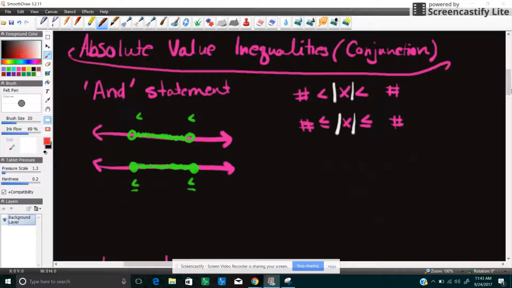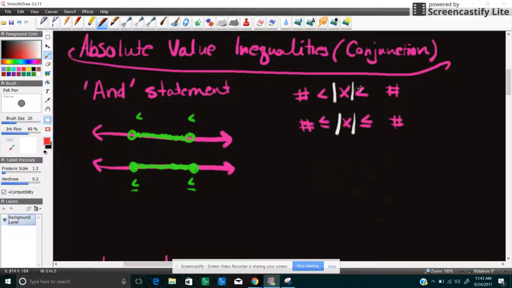We're going to go ahead and talk about absolute value inequalities, and the first portion of this will be on conjunctions. So a conjunction is what we call an "and" statement, and that means that our solution set is between two different numbers. If you think about how we did domain and range, when an answer is between those two numbers, we say that it's less than one number and greater than another number. So this is the format that it usually takes.